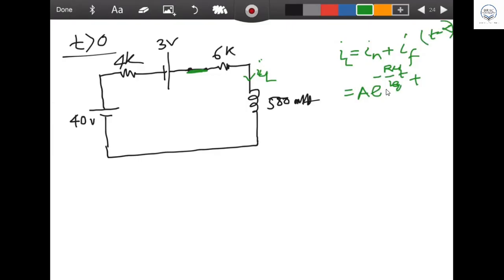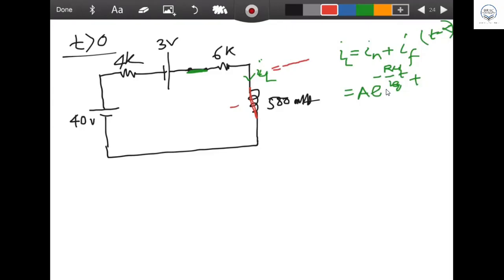If you want to find it, assume t tends to infinity. What happens to the inductor? It is short circuited. For t tends to infinity, the inductor goes to short circuit. And what will be the IL at that time? Only the 2 batteries and 2 resistors are there. So IL will be the voltage divided by the resistance.